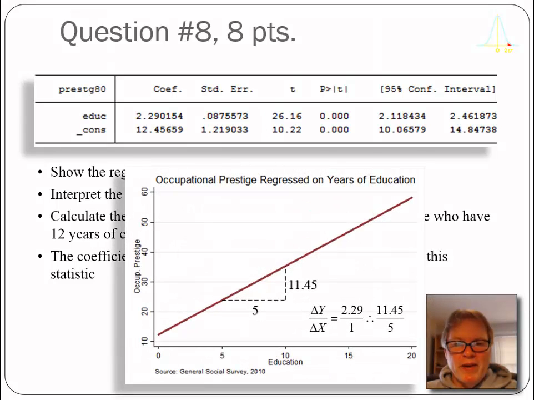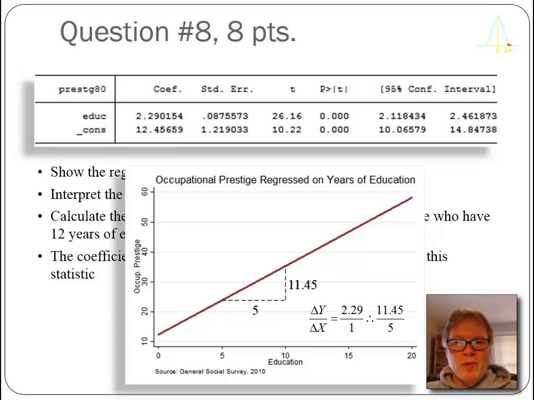I've plotted the fitted line, or the y hat line, and we know that delta y over delta x, for a 1 unit change in x, the regression coefficient says that there's an average 2.29 change in occupational prestige. For every additional year of education, on average, we observe an additional 2.29 units of occupational prestige, which is pretty good given that the occupational prestige measure ranges from 16 to about 76.